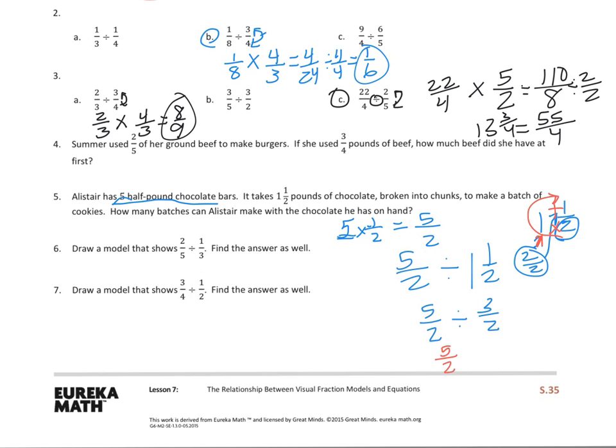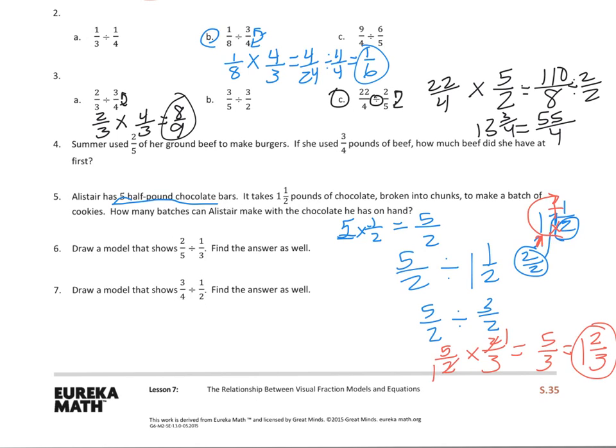So I have 5 halves times 2/3. I see some cross canceling I could do. So the 1 and the 1. And then I can multiply across to get 5/3. If you didn't cross cancel, you'll get 10/6, which will simplify down to this. And then I'll turn that back into a mixed number of 1 2/3. So 1 2/3 batches.